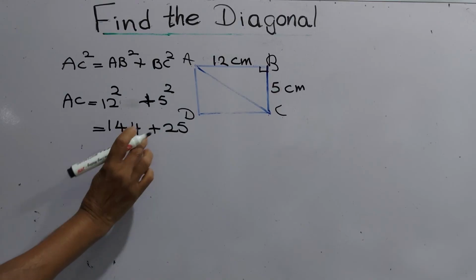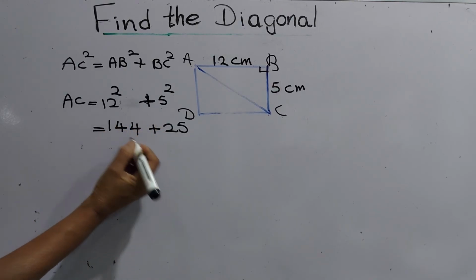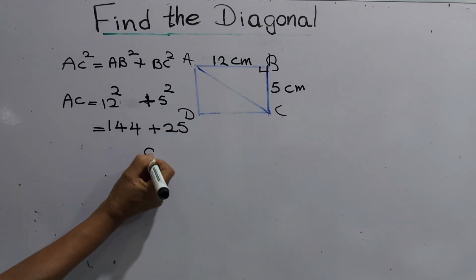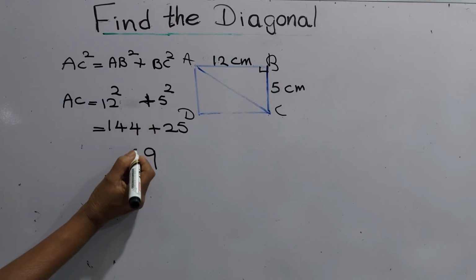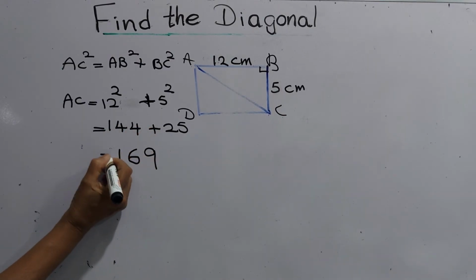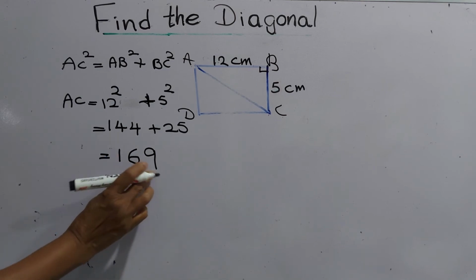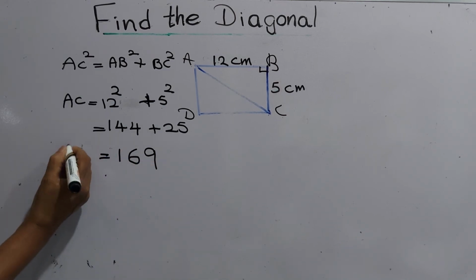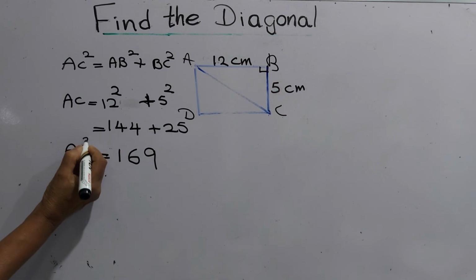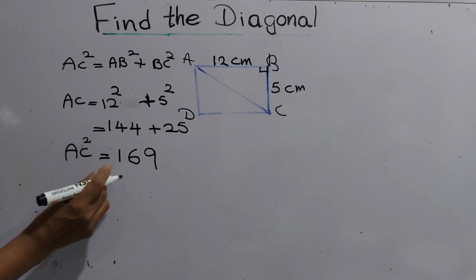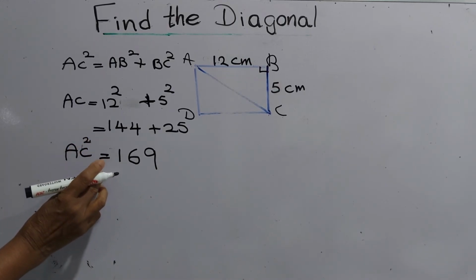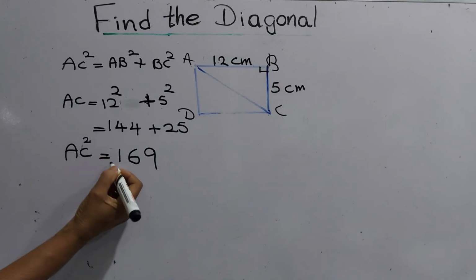Then we have to add these two together. 5 add 4, 9, 4 add 2, 6, 1, that is 169, that is AC squared. Then we have to find the root of this.